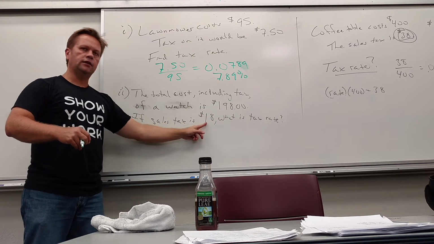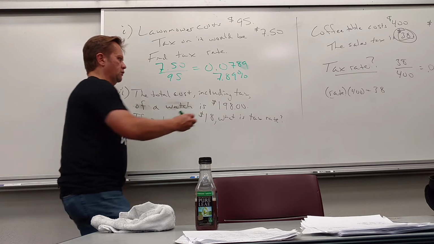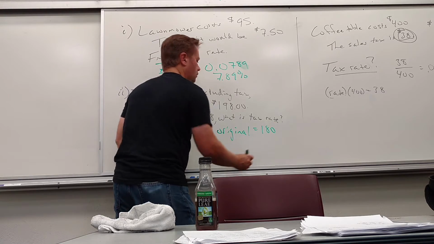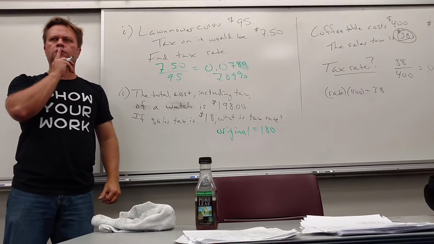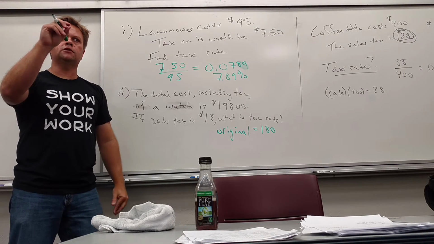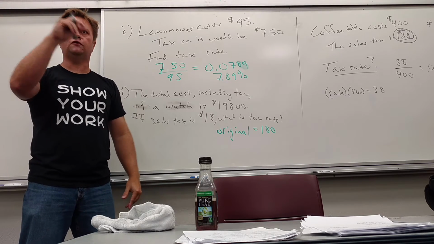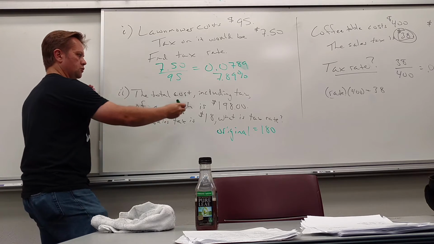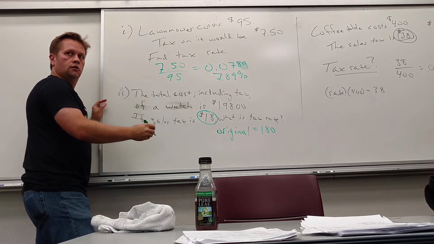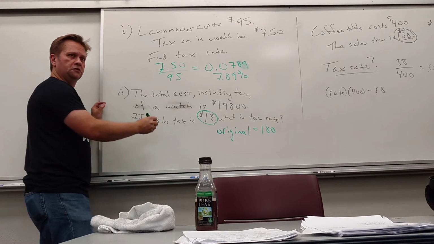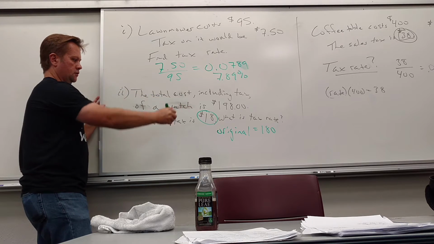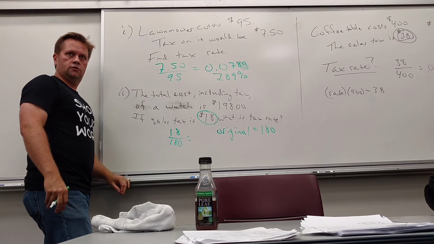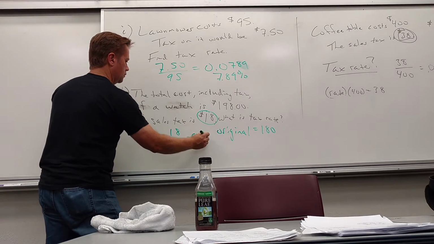Subtract the 18. So what was the original cost? 180. Be careful if they do that to you. The bottom of it should be the original cost before tax was added. Then we do the work. Now you can do 18 divided by 180. Sure enough, you get 0.1, 10%.